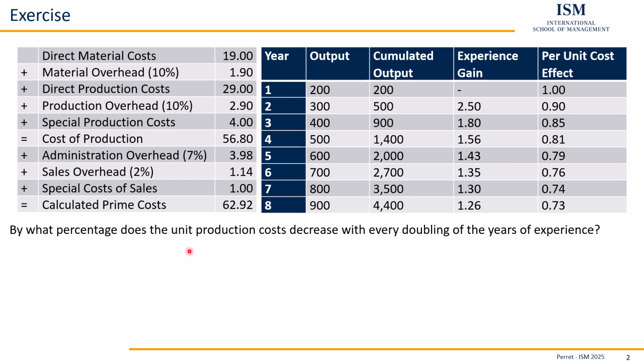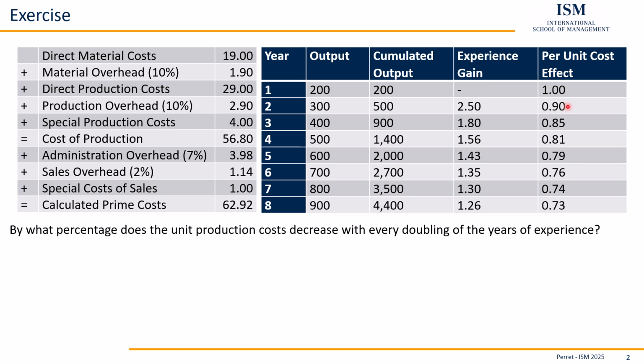First question: by what percentage does the unit production cost decrease with every doubling of the years of experience? And this question can already be answered based on this table, because if we take a look, in year 1, we're at 100%. In year 2, so the first doubling, we decrease the cost by 10%. So we only have a factor of 0.9.